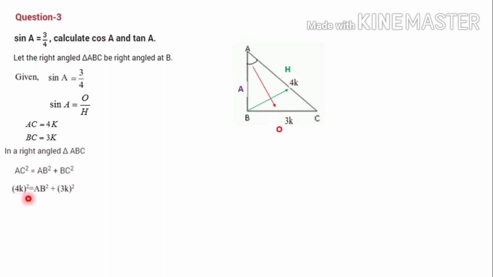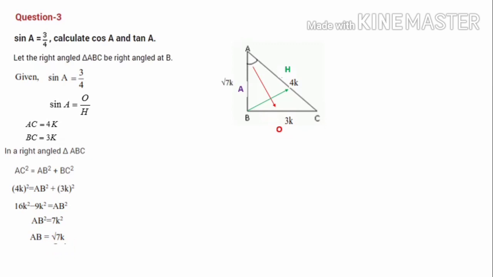AC is 4k, that is 4k the whole square, is equal to AB square, which we don't know, so just write AB square, plus BC is 3k, so we substitute 3k the whole square. Then 4k the whole square is 16k square, and 3k the whole square is 9k square. This plus 9k square I am taking to the left, so it becomes minus 9k square. On the right side there is only AB square. Then 16k square minus 9k square is 7k square. So AB square is equal to 7k square and AB is equal to root 7k.